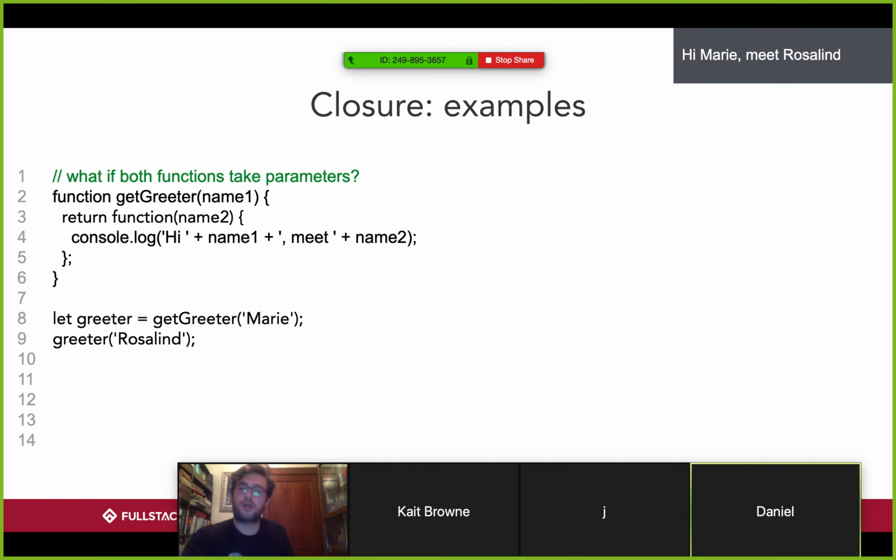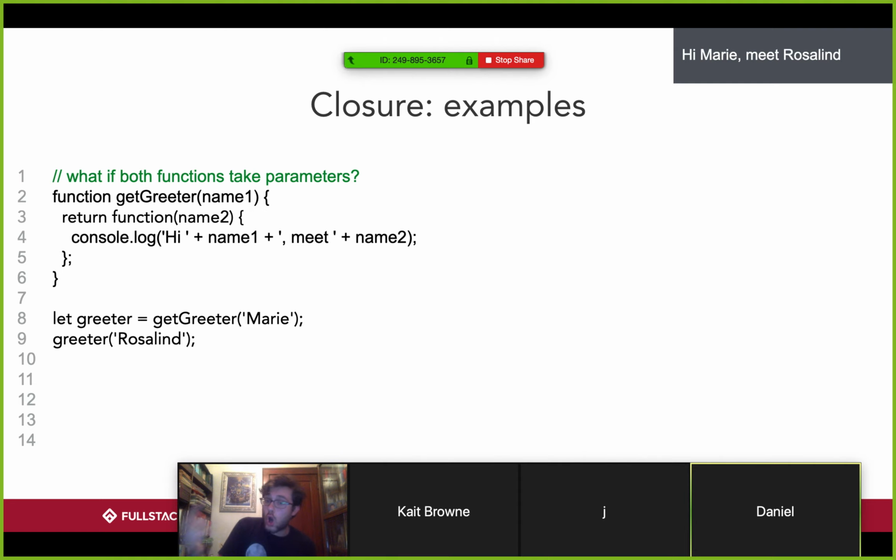What if both functions took parameters? So let's say we have function getGreeter name1, and then we return function name2 console.log hi name1 meet name2, right? So we see hi Mary meet Rosalind. Because on line 8, when we define greeter and set it equal to getGreeter, we pass in Mary. So name1 is now Mary, okay? So when we return that function, where on line 4 we reference name1, Mary is imprinted upon this function.